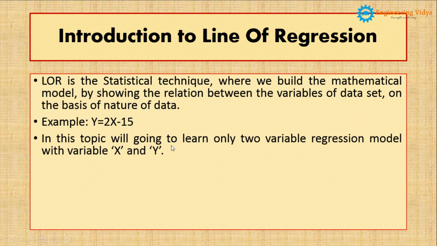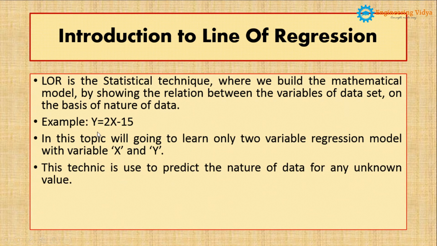Actually, line of regression may show the relationship not only between two variables, it may also show the relationship between more than two variables. There might be a case where we have the equation y equal to 2x1 plus 3x2 plus 3x3 or something like that. That kind of regression is called multiple linear regression, but we are not interested in multiple linear regression. In this chapter we are going to cover only the line of regression between the two variables, x and y.